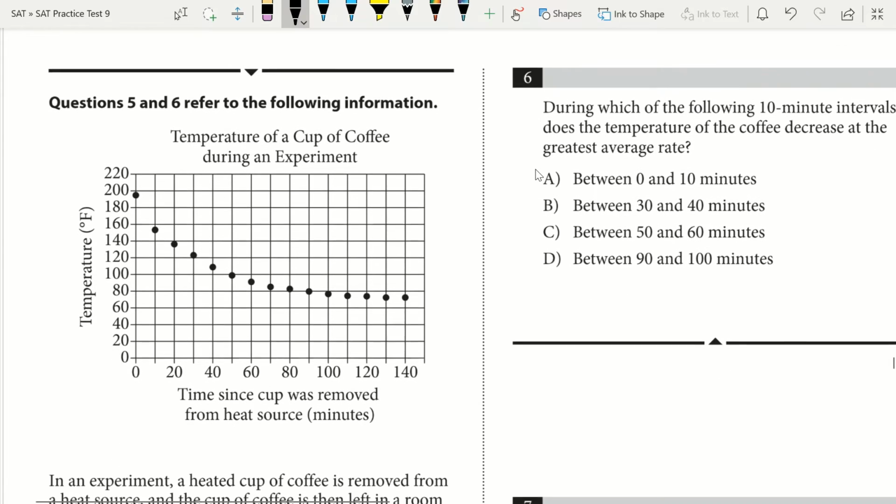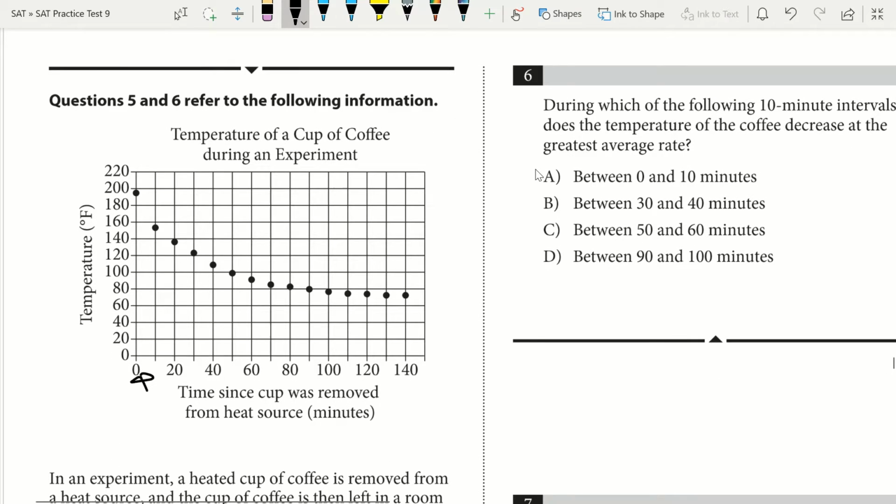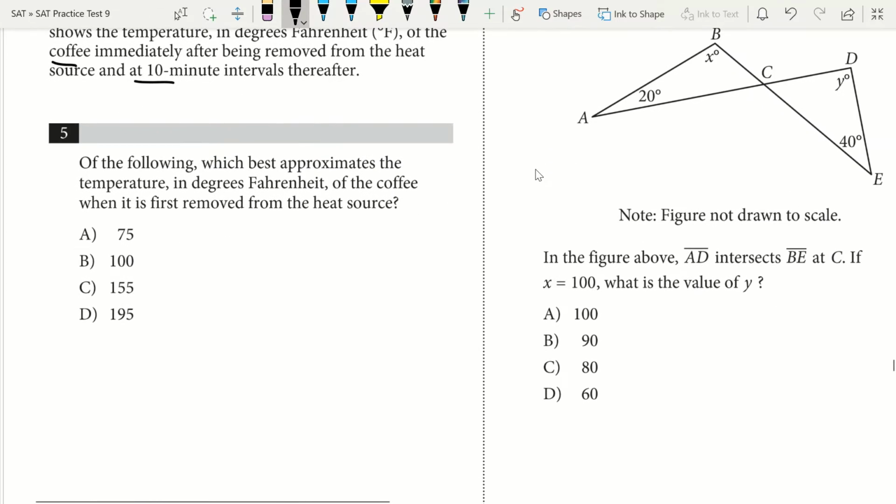When it's first removed from the heat source, its time is 0, right? So it's going to be a y-intercept. I see my y-intercept is about 195 right here. So my answer is going to be 195, D.